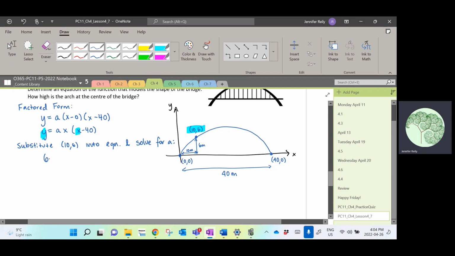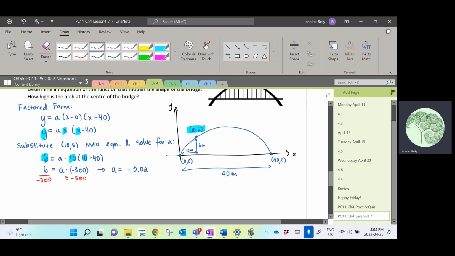Okay, so it looks like this. 6 equals a times 10, and then in brackets 10 minus 40. So again, I just substituted the 10s for the x's and the 6 for the y. And I'm going to multiply these two numbers now. So we get a times, so 10 times (10 minus 40) is negative 300. And I will use algebra to solve for a by dividing both sides by negative 300. And that gives me a is negative 0.02.